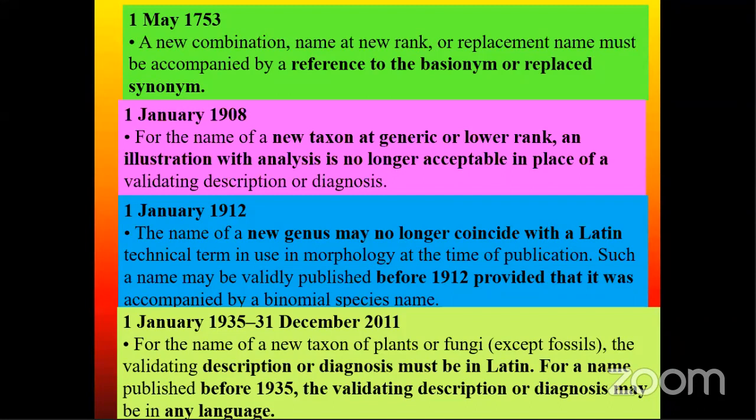When we are publishing new taxa, it should be accompanied by either an illustration, and there must be a Latin diagnosis. It was decided in the 1908 code. And next, 1912, the name of a new genus may no longer coincide with the Latin technical term in use in morphology at the time of publication. Such a name may be validly published before 1912, provided that it was accompanied by a binomial species name. So it has been decided in 1912.